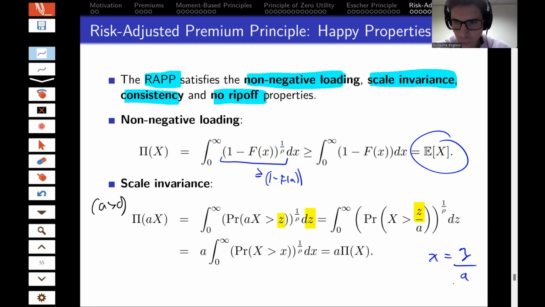So, well, dz is then going to be a dx. Okay, so dz, you replace it by a dx. So you have a dx here and an a here. And then everything is fine. The integral went from 0 to infinity. That's still the case because a is positive. And you're done, because what's here, well, that's just the premium of X under the principle.